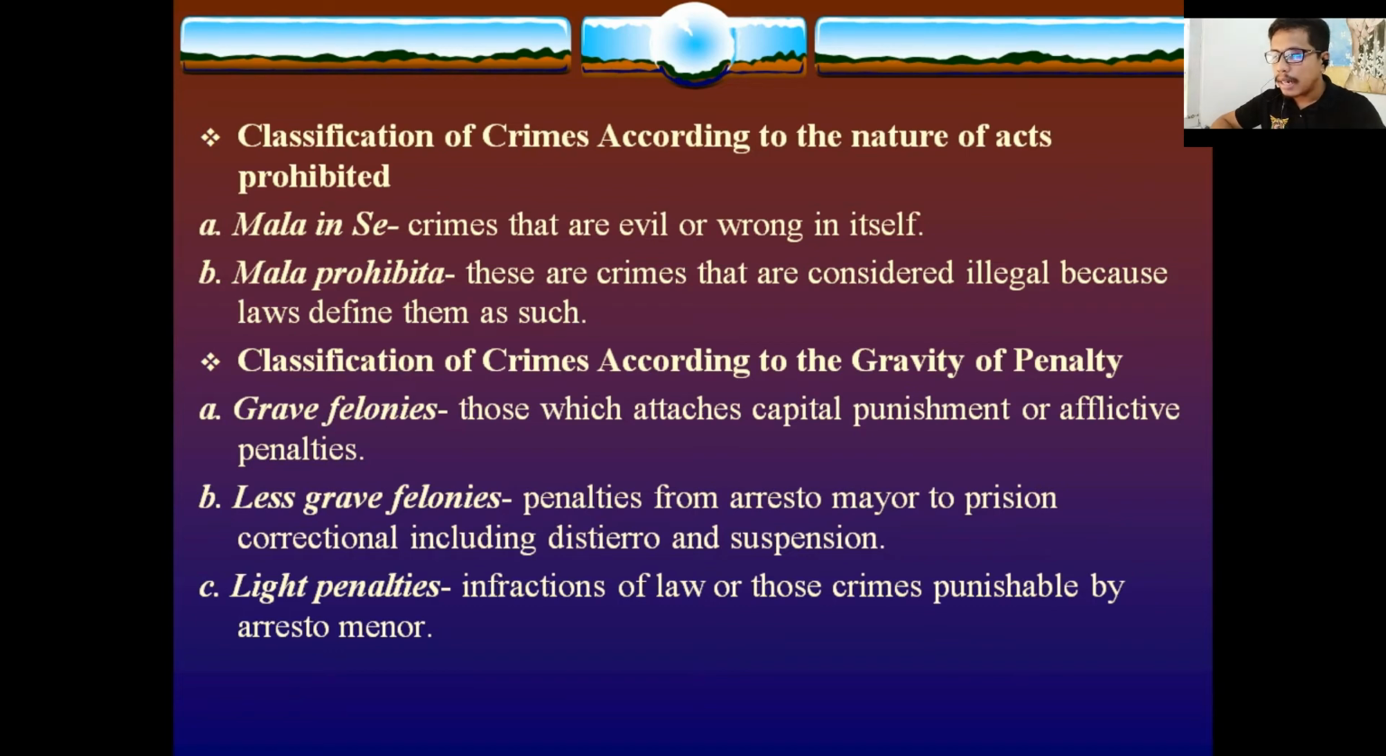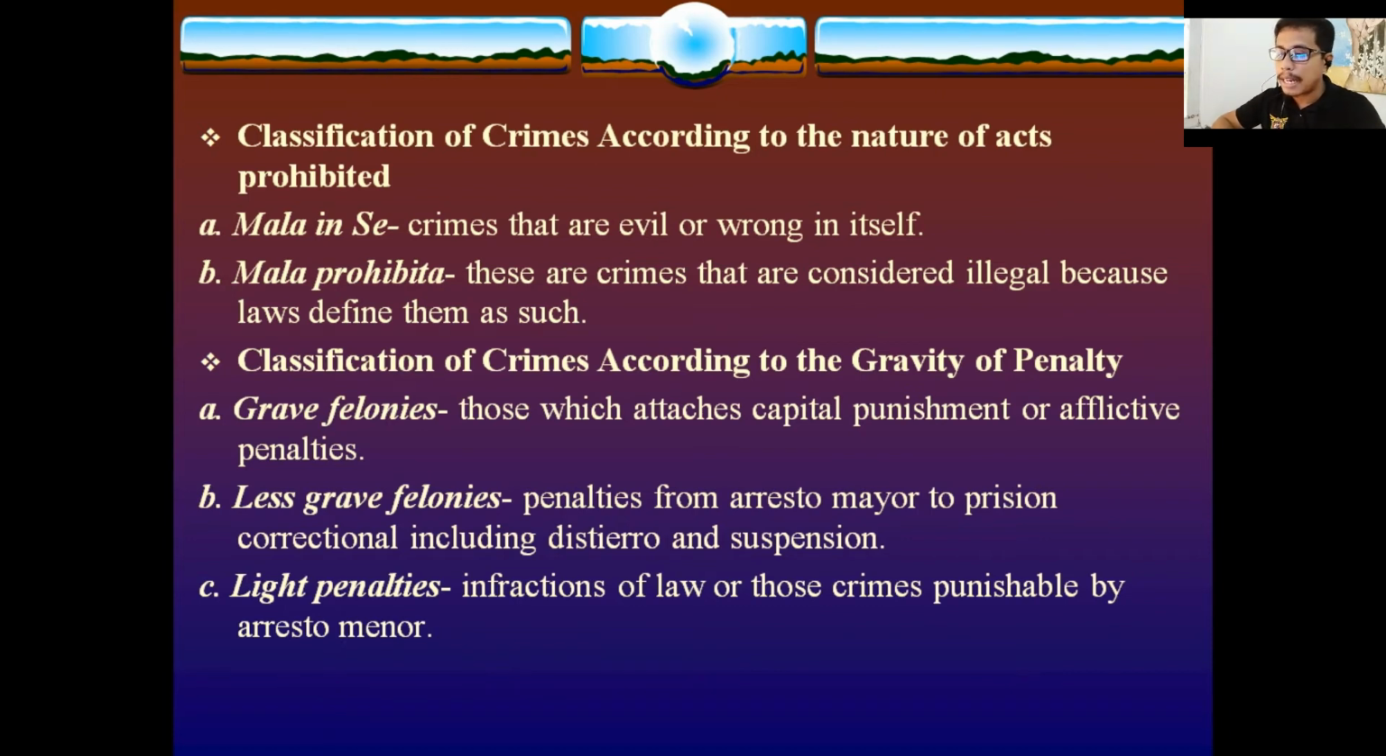So let us define the terms. When we say arresto mayor, the penalty is 1 month and 1 day to 6 months. I repeat, arresto mayor is 1 month and 1 day to 6 months. Prision correccional is punishable with a time frame of 6 months and 1 day to 6 years. I repeat, 6 months and 1 day to 6 years. So if a particular crime is punishable with arresto mayor, 1 month and 1 day to 6 months, and prision correccional, 6 months and 1 day to 6 years, that shall be under less grave felonies.